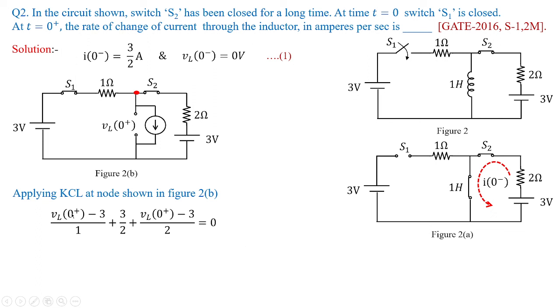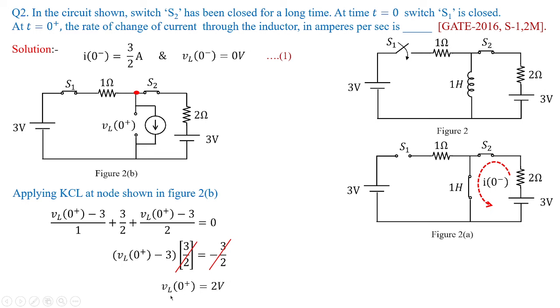So when I take VL of 0 plus minus 3 outside, I get 1 plus 1 by 2. So this becomes VL of 0 plus minus 3 times 1 plus 1 by 2, which becomes 3 by 2, and this minus 3 by 2 is on the right side. Cancelling out these two like terms, I'm going to get VL of 0 plus equivalent to 2 volts. How 2 volts? This becomes minus 1. This minus 3 goes to the right, it becomes plus 3. Plus 3 minus 1 becomes 2 volts.